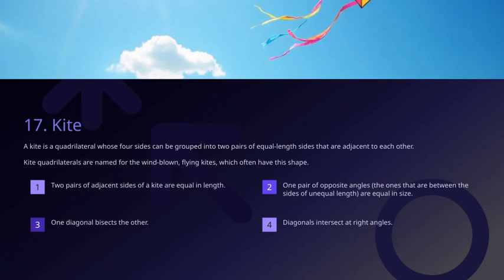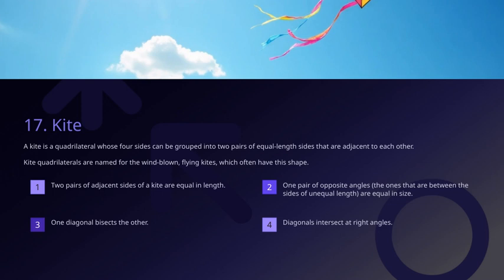Another important point is about the diagonals. In a kite, one diagonal actually bisects the other, meaning it cuts it exactly in half. This creates a kind of internal symmetry that's quite distinctive. Also, the angles come into play here. The angles that are opposite each other and lie between the sides of unequal length are equal. This helps us identify and confirm a shape as a kite when analyzing its angles.